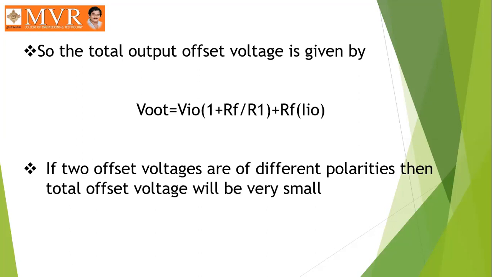So with this we can measure the total output offset voltage. How we are going to measure: first we measure the input offset voltage, and how to measure the input offset voltage we have seen in the last classes. If we know the values of RF and R1, and if we measure the value of input offset current, then we can measure the total output offset voltage, which depends upon the input offset voltage, the input offset current, the feedback resistance and the resistance R1. So this is how we measure the total output offset voltage for an operational amplifier.